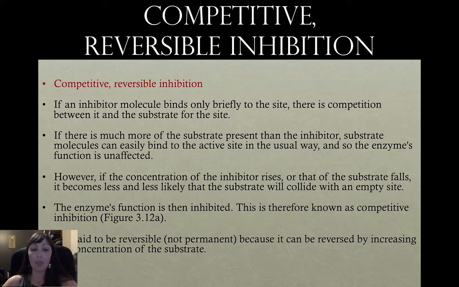And it is said to be reversible because it can be reversed by increasing the concentration of the substrate or decreasing the concentration of the inhibitor. So it makes total sense if you think about it. If there are more inhibitors than there are substrate, it is more likely that the inhibitor is going to bind with that active site, and vice versa. If there are more substrates, it's more likely that the enzyme is going to bind with the substrate. So it is a reversible thing. However, it still is competitive, and therefore it is called competitive reversible inhibition.